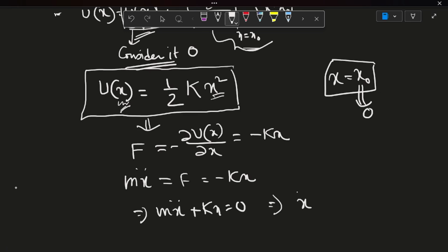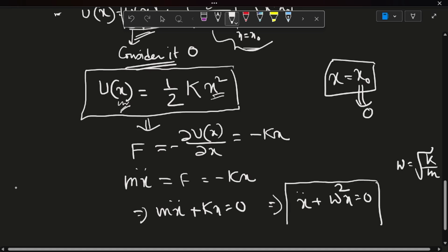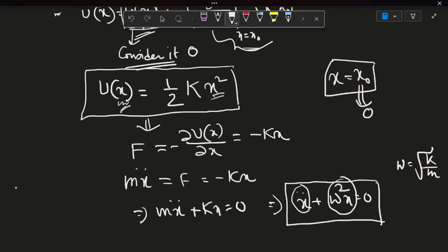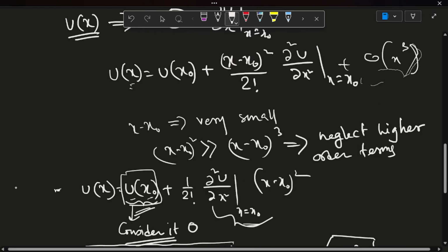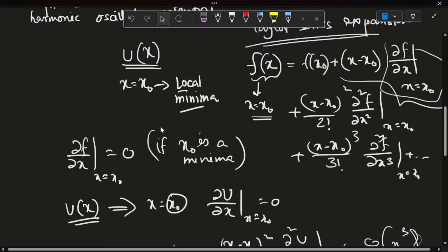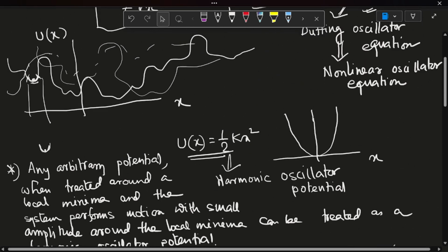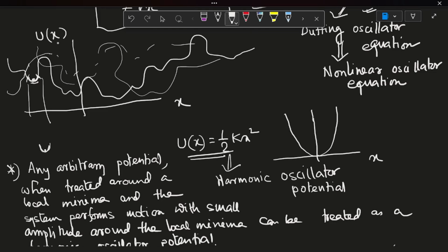From that we can write x double dot plus omega square x equal to 0, where omega is root under k by m. So this is the classical harmonic oscillator equation. Here we haven't assumed any particular potential. We are considering any kind of general potential, and we want to look at the behavior of the system.